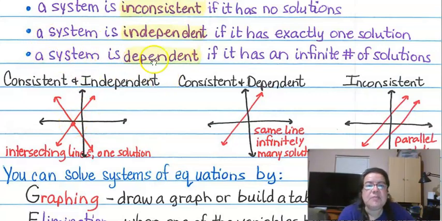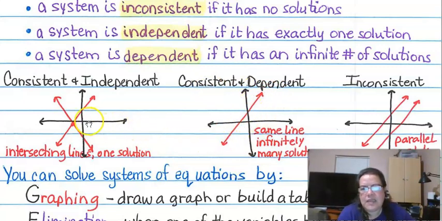Next, a system can also be dependent if it has many, many solutions. See, one equation depends on the other. I know it looks like there's only one line here, but picture a line on top of another line, right? They're the exact same line. It just maybe looked a little different, and you didn't recognize it until you actually did the graph. So that would be called consistent and dependent if it's a line on a line.